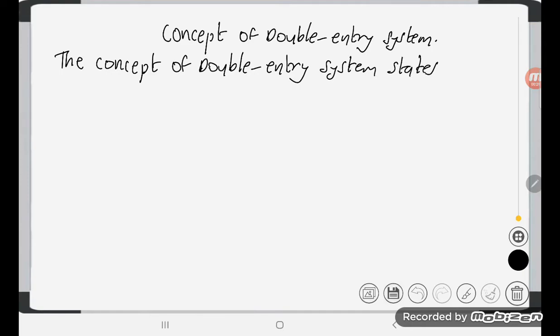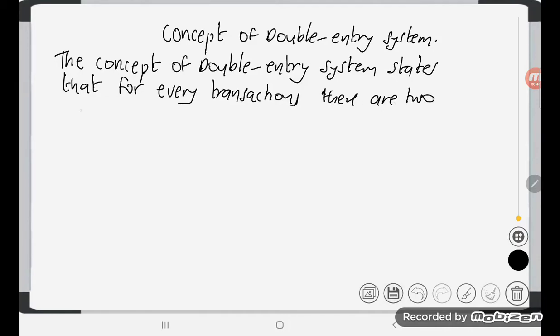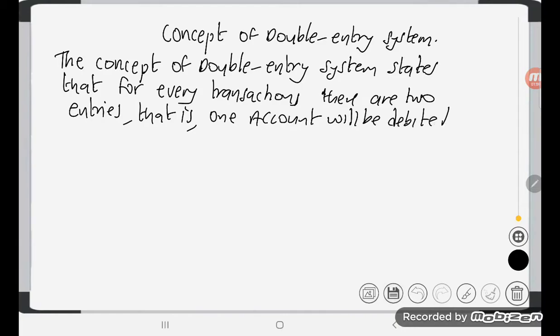The concept of double entry system states that for every transaction there are two entries, that is, one account will be debited and the other one will be credited.